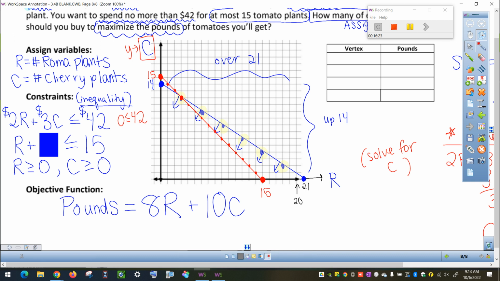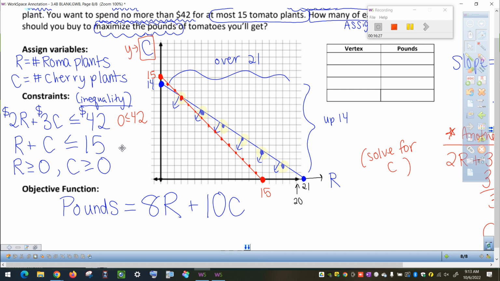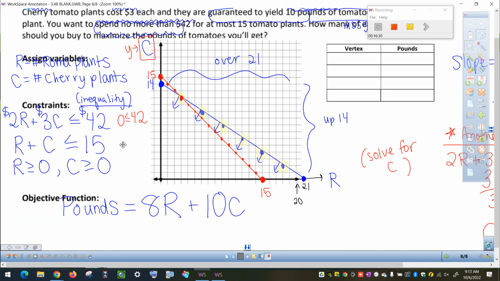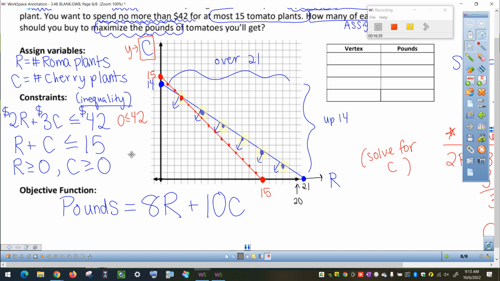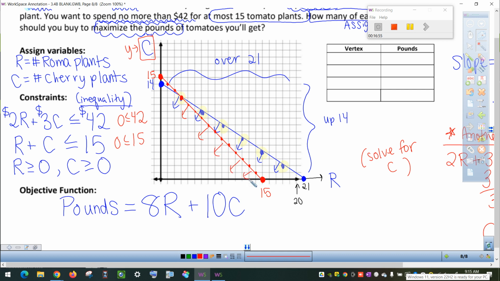Now let's think about the shading this time. If we plug in 0 for each one, okay, hold on a second, I got a little bit messed up. All right, if we plug in 0 for each one here, we get 0 is less than or equal to 15. What will we say about that one? Is that true or is that false? That one's true again. All right, so we're going to shade towards 0, 0. So it's going to be down below this one.